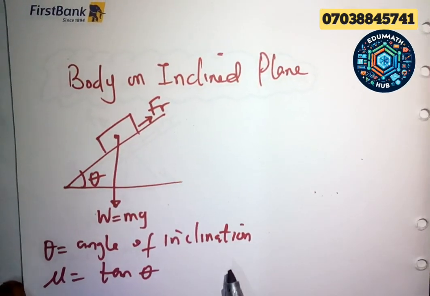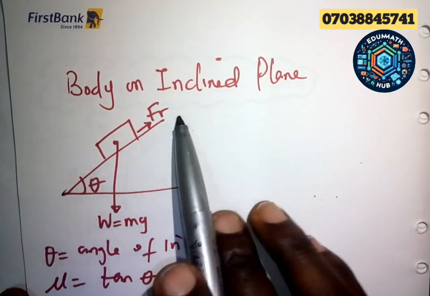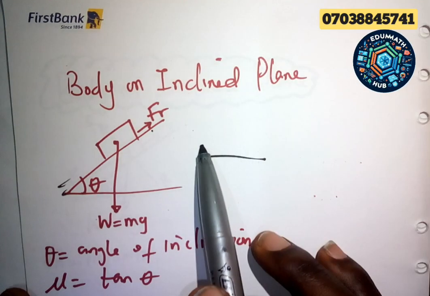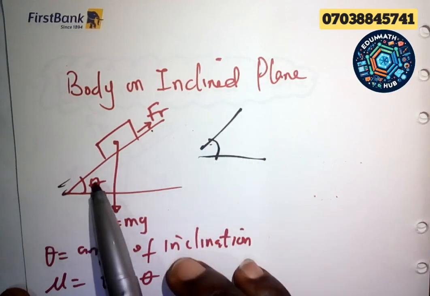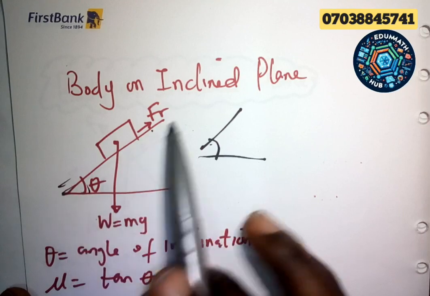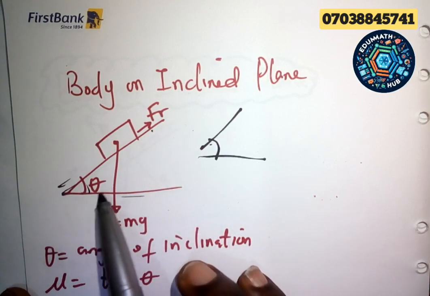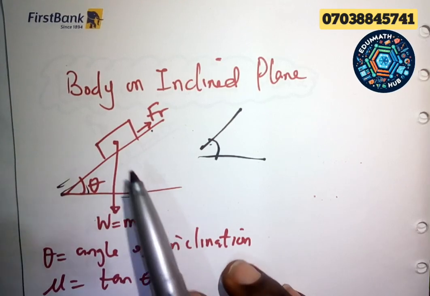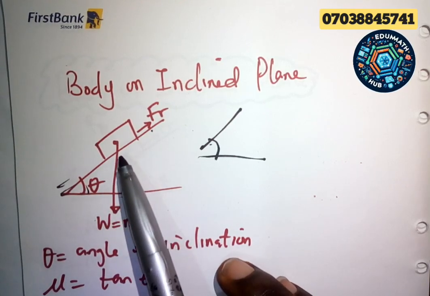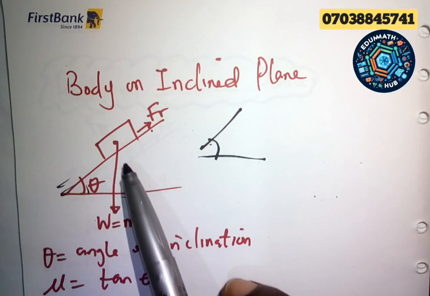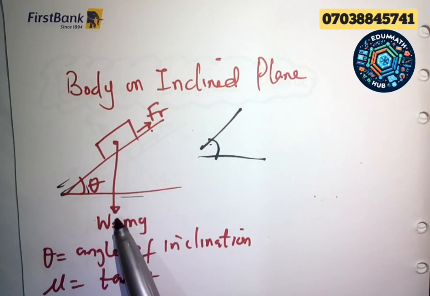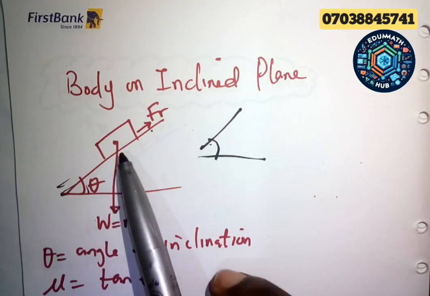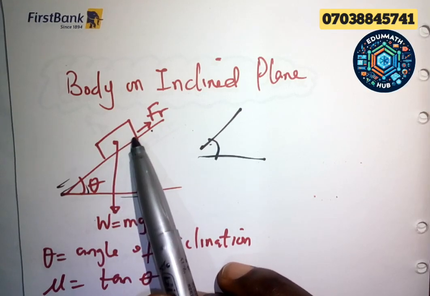Now let's move to the next one. This is a body on an inclined plane. It is inclined. Normally it's supposed to be like this, but when you stretch it up, it becomes like this. So there is an angle here. The angle which this inclined plane makes with the horizontal axis is called theta. Since this body is on the inclined plane, the weight of the body acts vertically downwards because of the acceleration due to gravity.